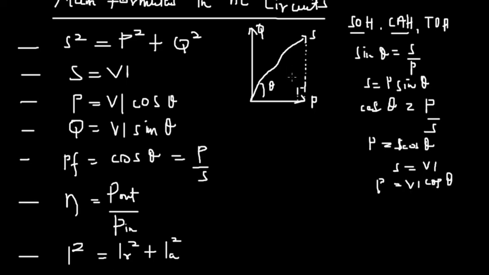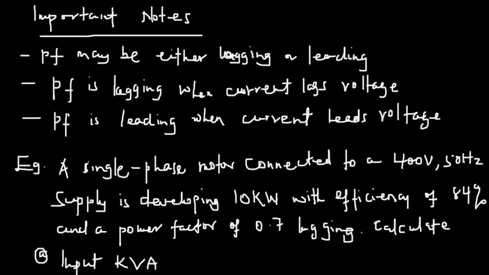So you could use this diagram to prove these formulas. For I, this will be our main I, and then we have IA over here, and IR over here. So that's how you prove that. So let's see how we solve questions.